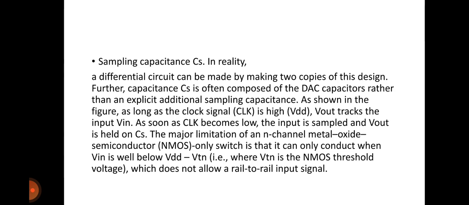The major limitation of an N-channel metal oxide semiconductor NMOS-only switch is that it can only conduct when Vin is well below VDD minus VTN, where VTN is the NMOS threshold voltage, which does not allow a rail-to-rail input signal.